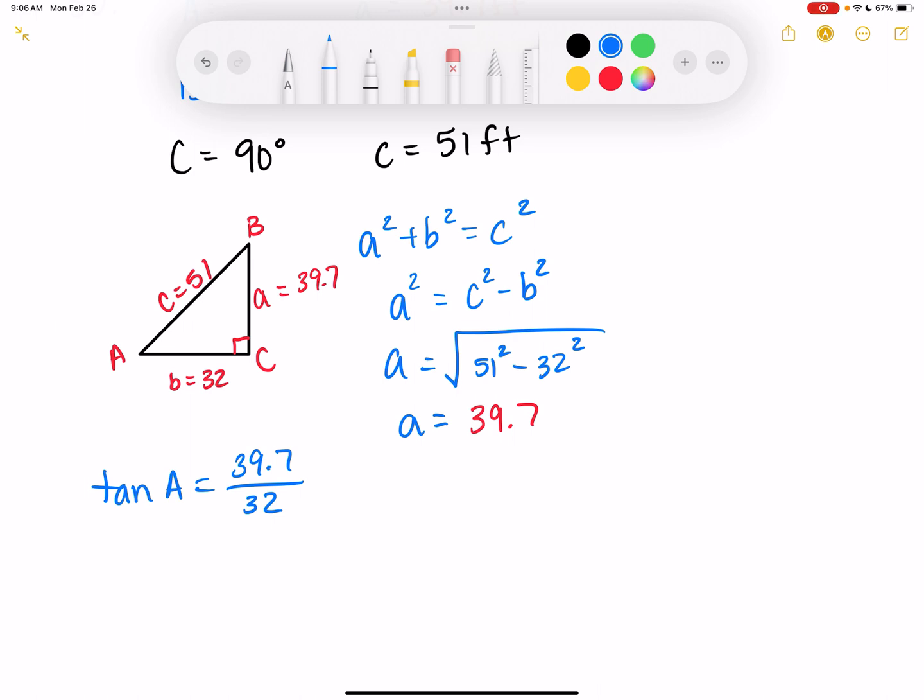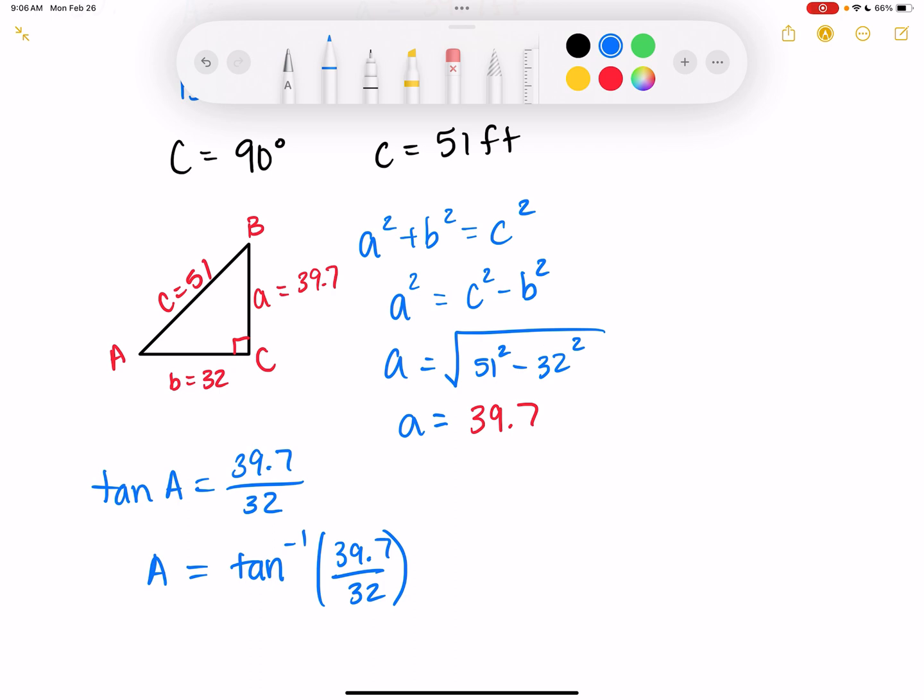Now, the way to do this, watch closely, we need to undo tangent, so I'm going to do the inverse tangent. So A is going to be equal to the inverse tangent, which is the little tangent to the -1 that's above your trig functions on your calculator, of 39.7 over 32. So you're going to have to hit the second button and then tangent.